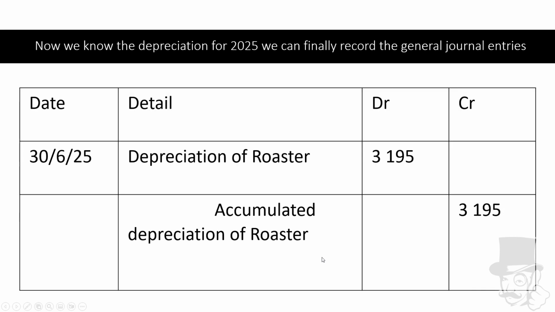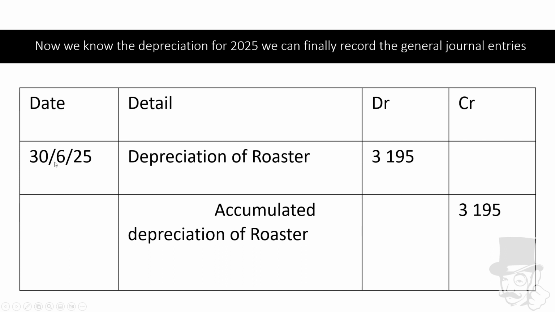Let's do it. Here it is. Depreciation of roaster and accumulated depreciation of roaster. Now you're probably thinking, wait a second, didn't we get rid of this asset in February? Why are we doing the depreciation on the 30th of the 6th? Well, remember, balance day adjustment happens at the end of the period.